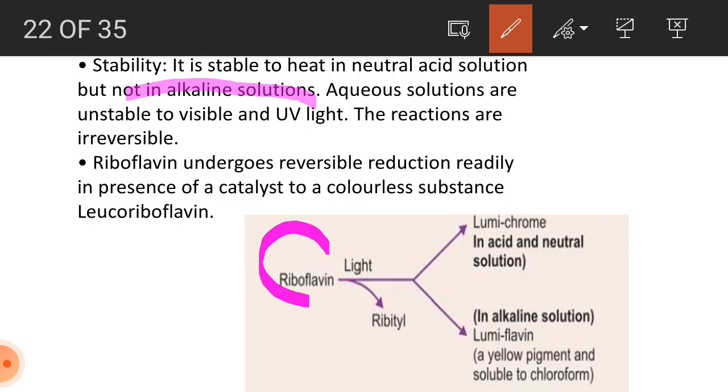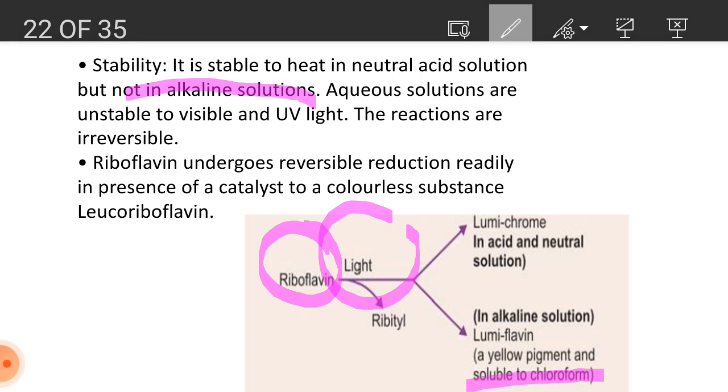So riboflavin, in the presence of light, forms lumichrome in acidic and neutral solution, and in alkaline solution it forms lumiflavin, which is a yellow pigment and is soluble in chloroform. As we have already mentioned, aqueous solutions are unstable to visible and UV light, and the reactions are irreversible.